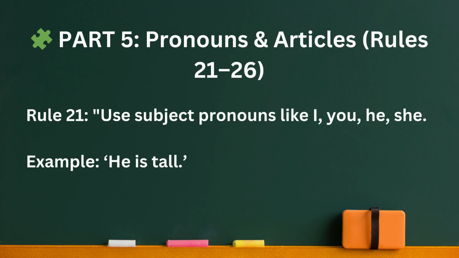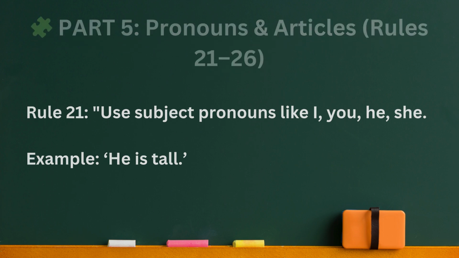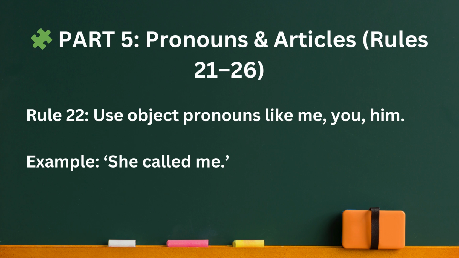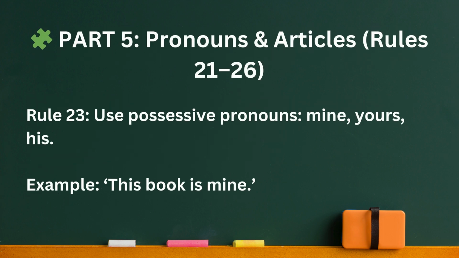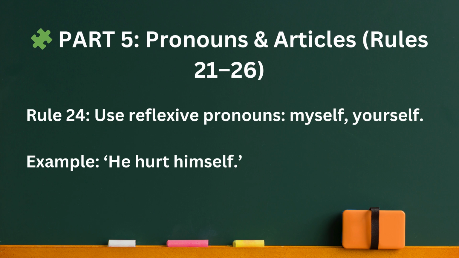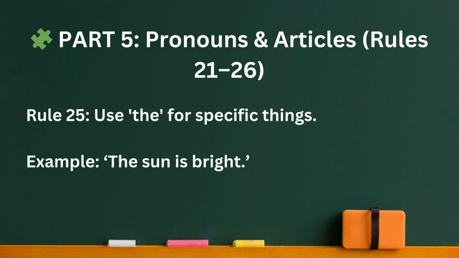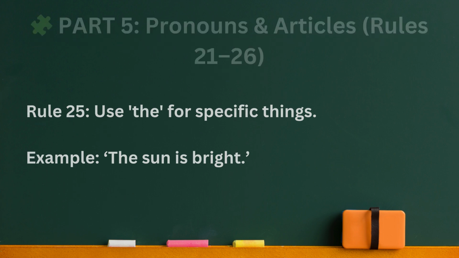Rule 21: Use subject pronouns like I, you, he, she. Example: He is tall. Rule 22: Use object pronouns like me, you, him. Example: She called me. Rule 23: Use possessive pronouns: mine, yours, his. Example: This book is mine. Rule 24: Use reflexive pronouns: myself, yourself. Example: He hurt himself. Rule 25: Use the for specific things. Example: The sun is bright.